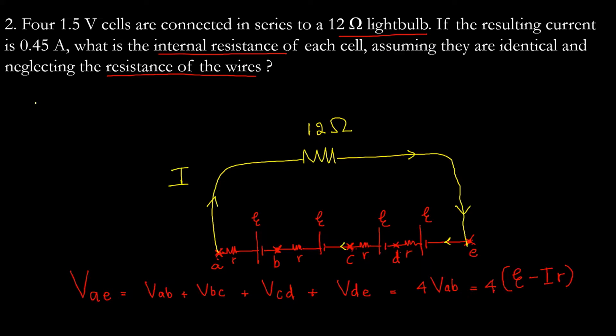So if I write Ohm's law, we know VAE, AE being the two ends that your 12 ohm resistor is connected to, VAE is equal to I times R. So this is Ohm's law.